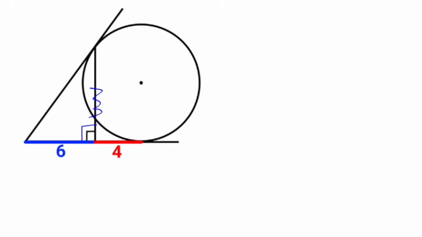The vertical line divides the segment of the base, between the vertex and the circle's point of tangency, into two parts. The distance from the vertex to the perpendicular foot is 6 units. And the distance from the perpendicular foot to the circle's bottom point of tangency is 4 units. Our goal is to calculate the exact radius of the circle.